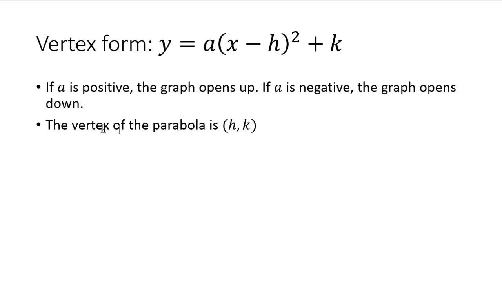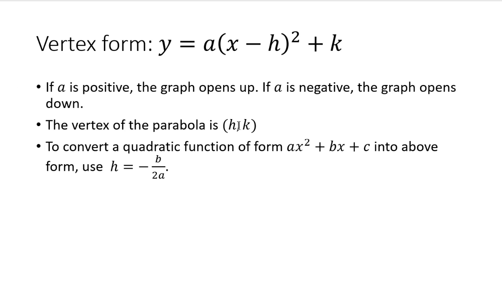And as I said, the vertex of the parabola is (h, k), and that's why this is called the vertex form. And a good way to find out the value of h from a quadratic equation that's given like this, because often you're not going to be given the vertex form, but you will be given this, and you will be asked to change this into the vertex form. If you need to do that, you just have to remember to use this formula, h equals negative b over 2a. Very important. You should memorize this as well as this one.